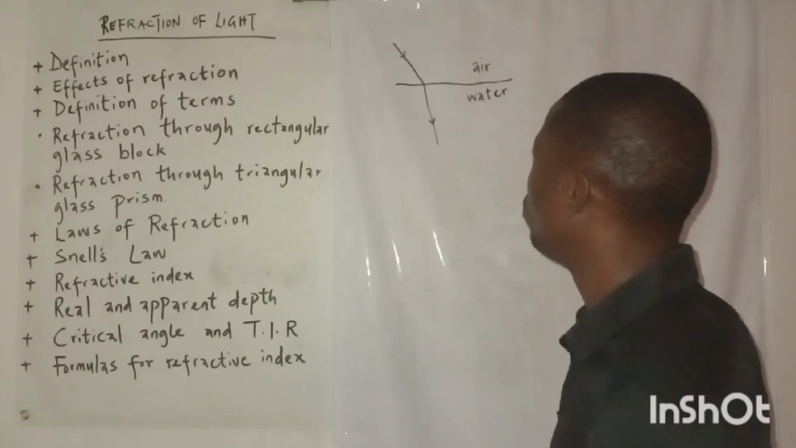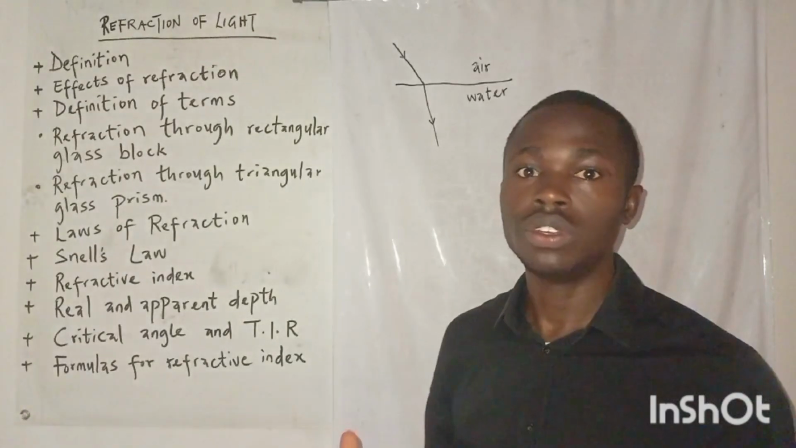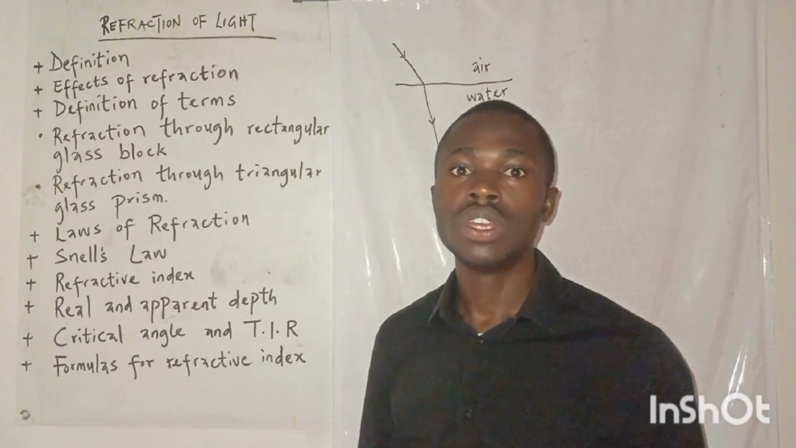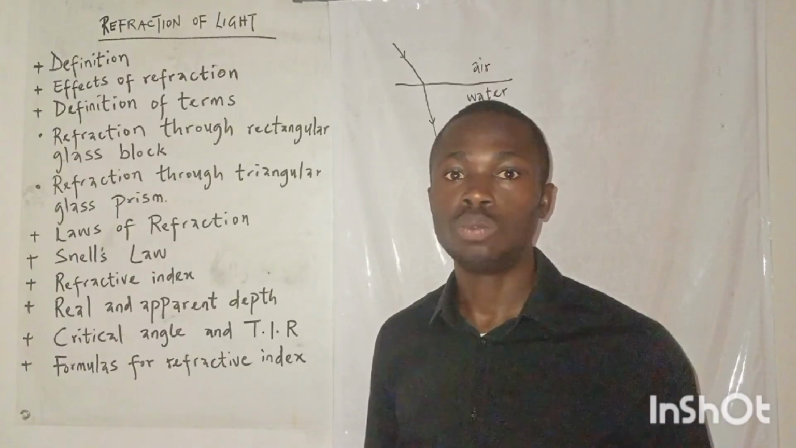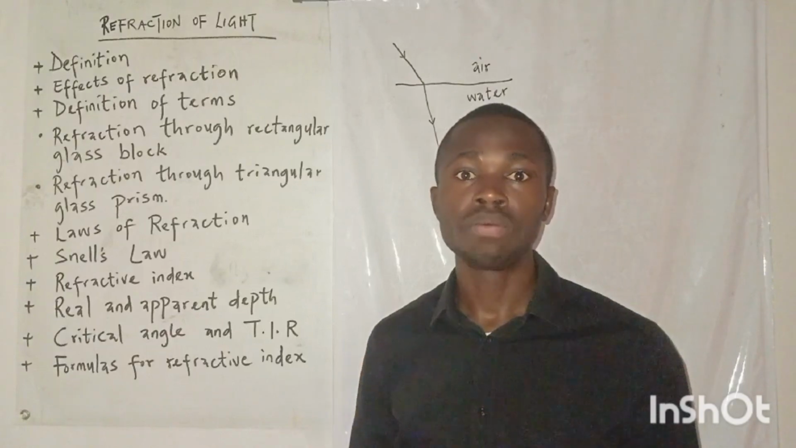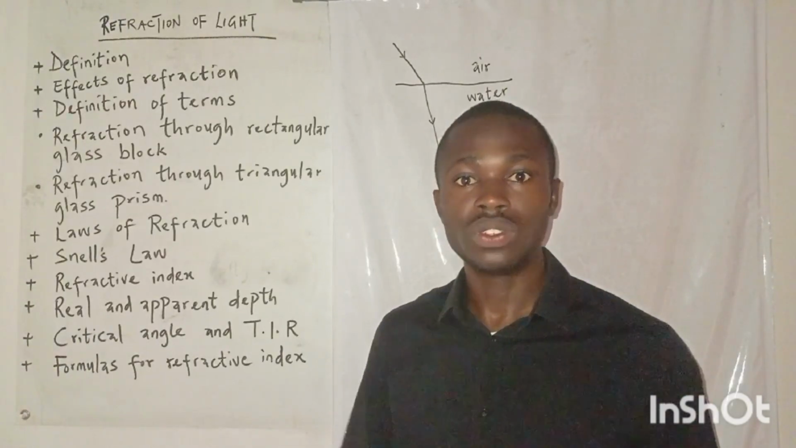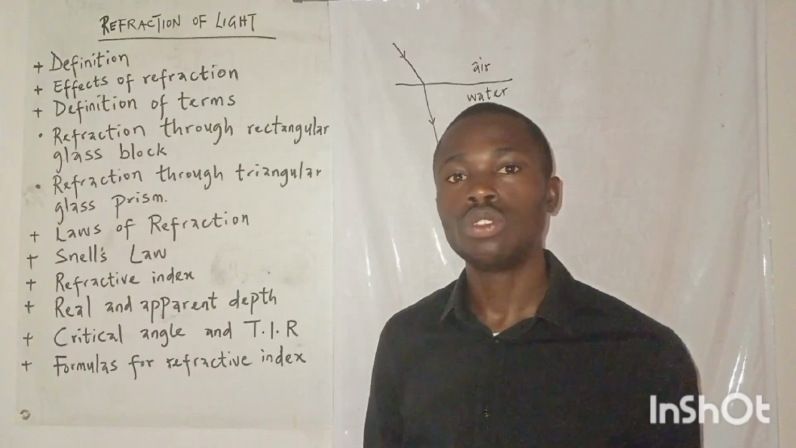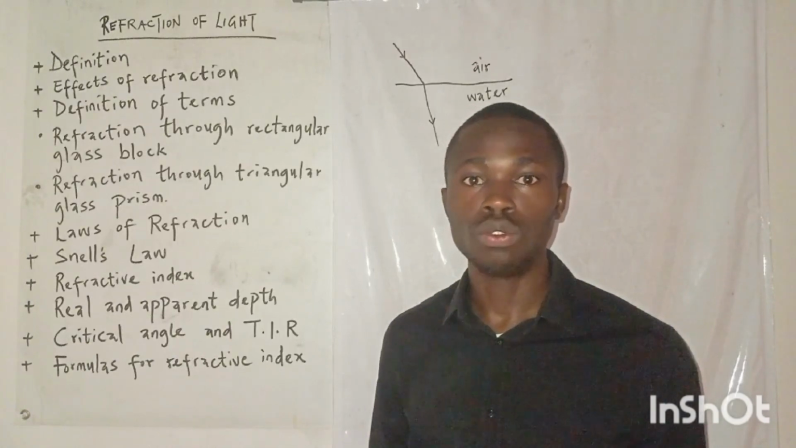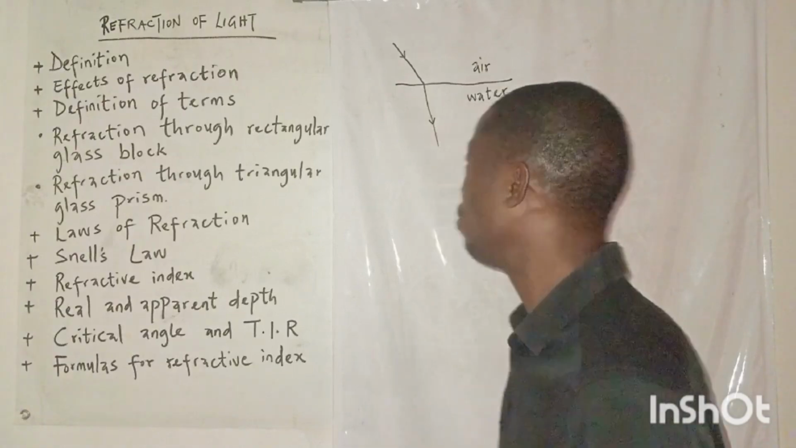Now, why is it that it bends? The bending of the ray of light is as a result of the difference in the speed of light in the two media. So when light is traveling through air, it has a different speed from when it is traveling through water. So as a result of the difference in the speed of light in the two media, the bending occurs.